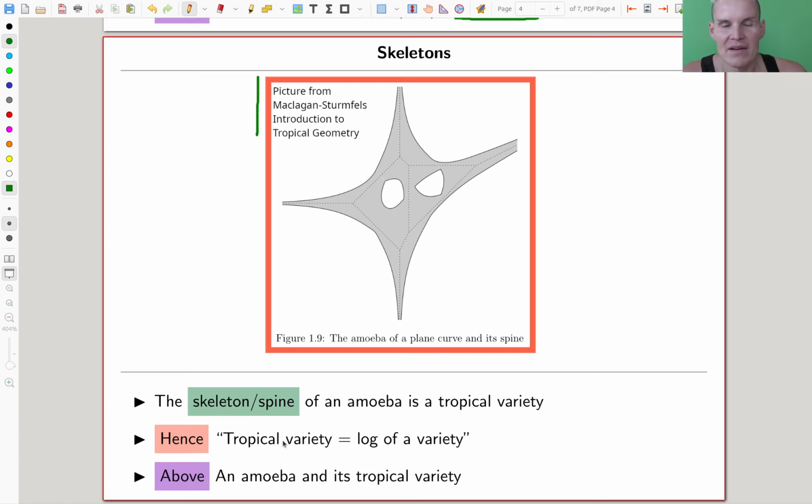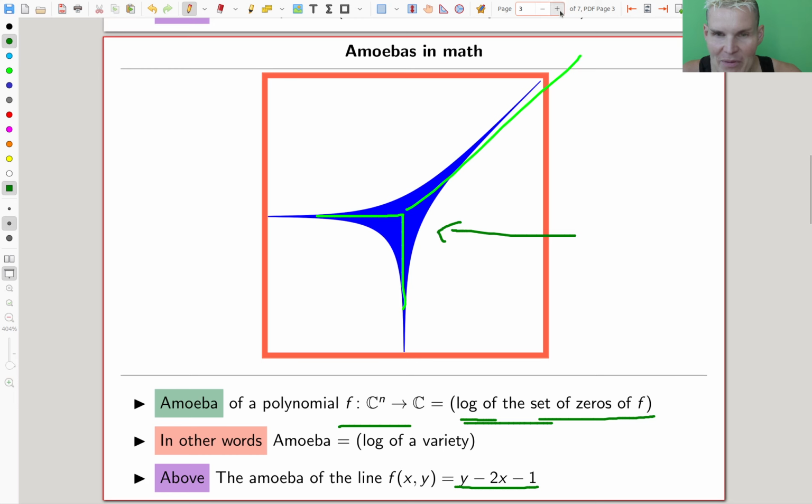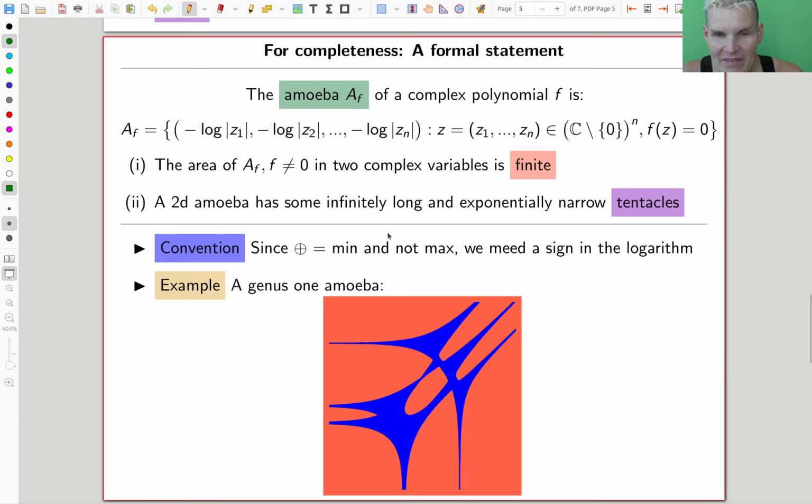People call it an amoeba for the obvious reason, in case that wasn't clear, because it looks like that thing. But anyway, here's the formal definition. An amoeba is associated to a complex polynomial. You can do that in n variables if you want.